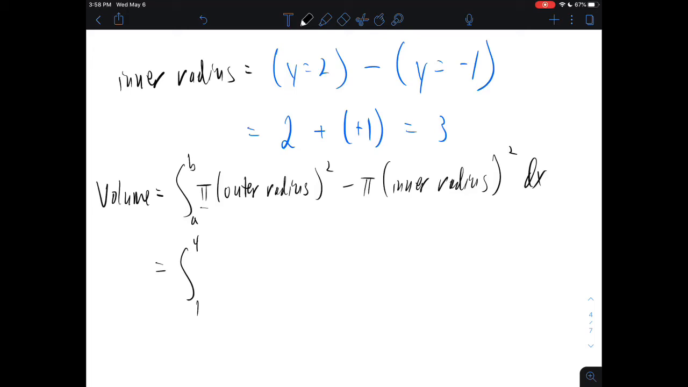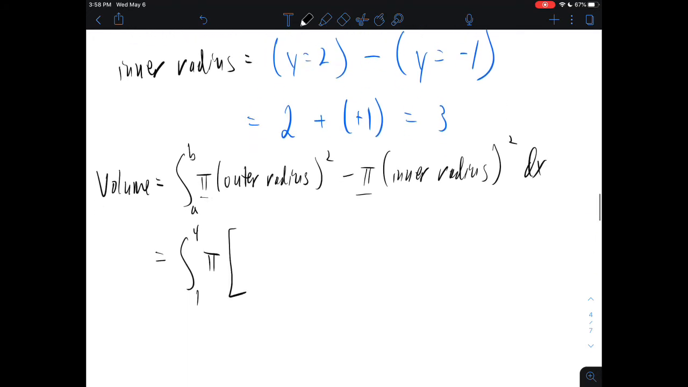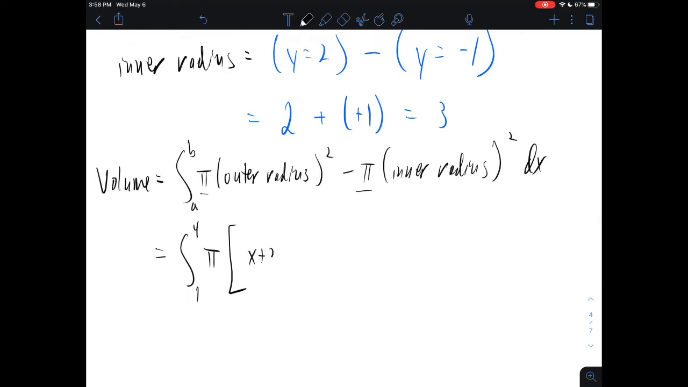The pi that I have in both of those products, I can factor that out all the way out front. And in fact, this came from a multiple choice problem. You would see that all of the answers had pi factored out to the front. My outer radius is x plus 2, and I have to square that. And then my inner radius is 3, and I have to square that. And then I'm integrating with respect to x.